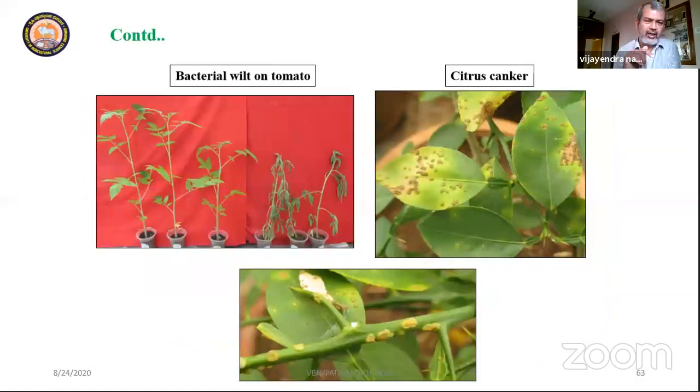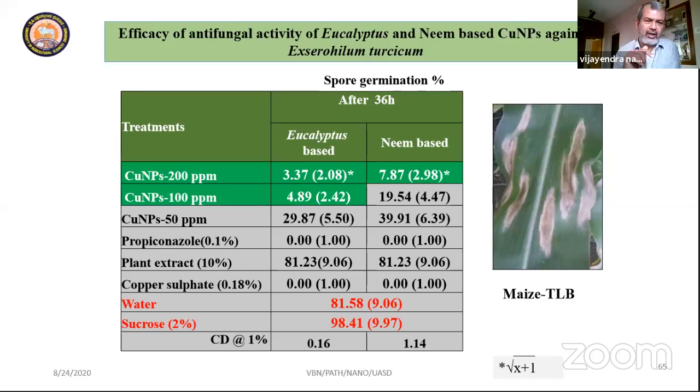In a few minutes, I will take you exactly to where I would like to show the importance of evaluation. See now, the spore germination of Exserohilum turcicum, right? You see the germination is maximum in water and sucrose. Coming to the nanoparticles, it is less, right? Copper nanoparticles, it is less. Even my fungicide, it is less.